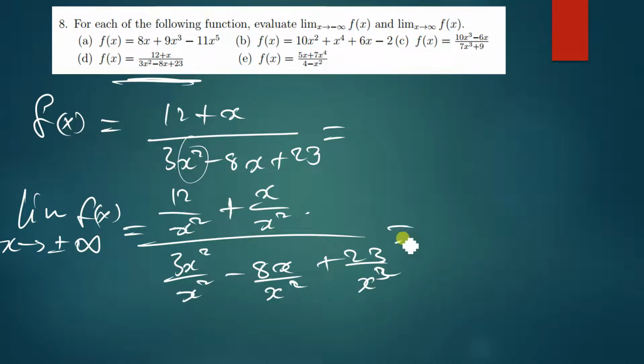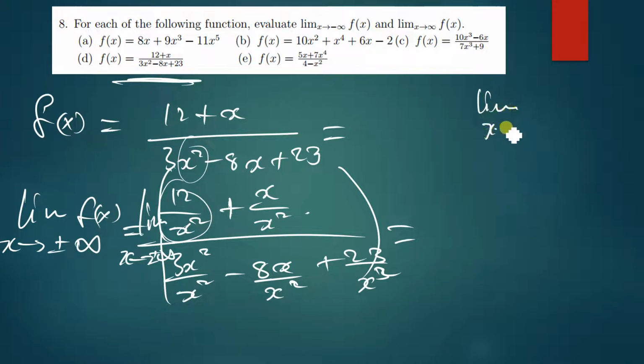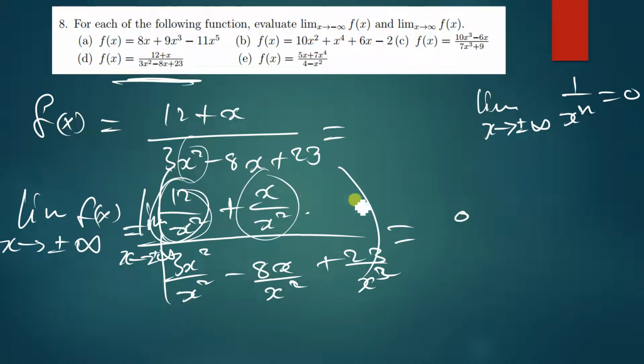When you do the division, here we're finding the limit as x approaches positive or minus infinity. Once you do this, you discover that this part is in the format that I wrote here, which is the limit as x approaches plus or minus infinity of 1 over x to the power n is equal to 0. So this part gives you 0. This part will also give you 0, because when you simplify, you have 1 over x, which is in the same format.